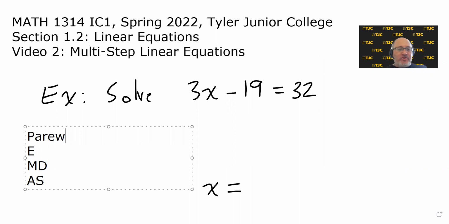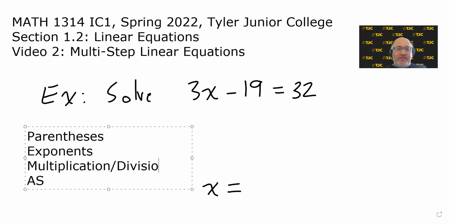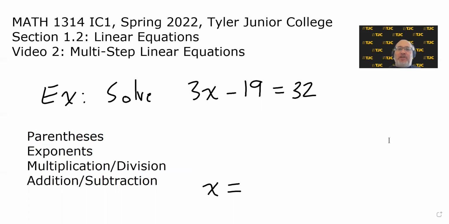P stands for parentheses. E stands for exponents. MD stands for multiplication/division, done left to right. And then AS stands for addition/subtraction, also done from left to right. And this is the order that you would do a math problem if it were just numbers. For example, let's just focus on the expression 3x minus 19.